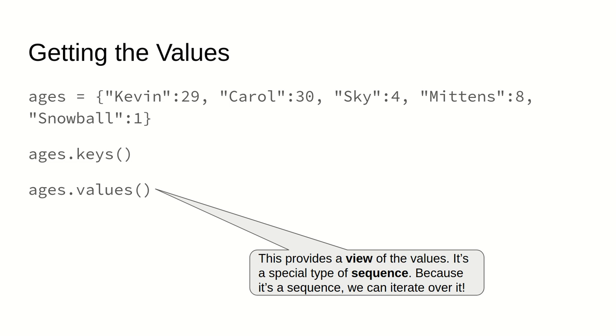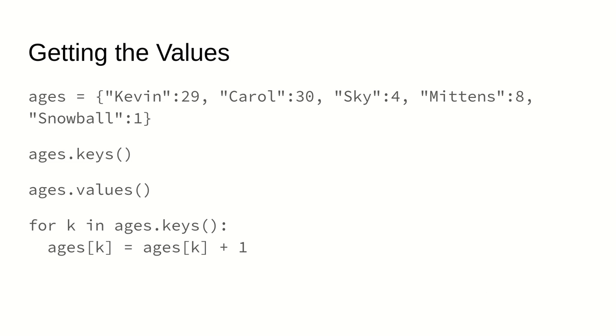So I guess if I wanted to know the average age of all of my friends, I could get the values and I could find the average of them. But often the values don't make any sense unless they're paired with their key. So another thing that we can do is we can loop through all of the keys, and we can use those keys to look up each value.